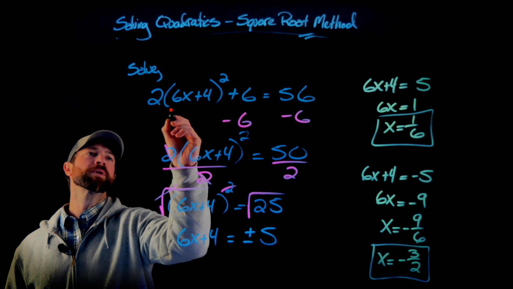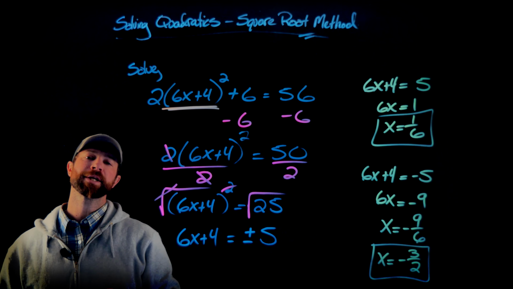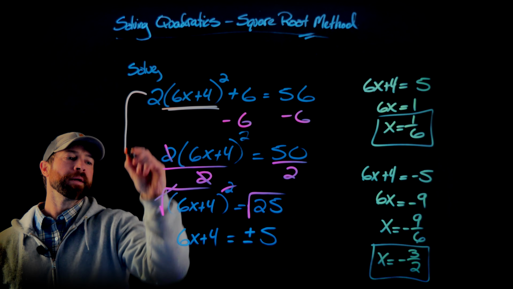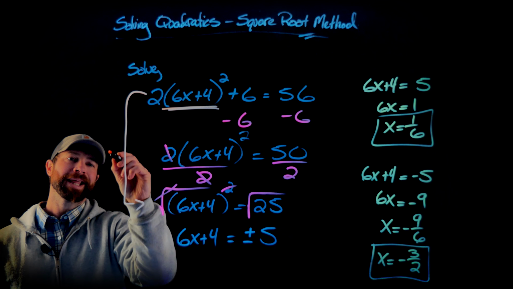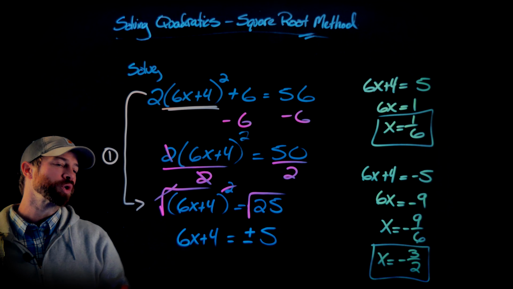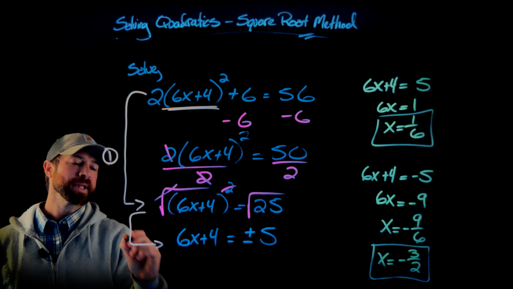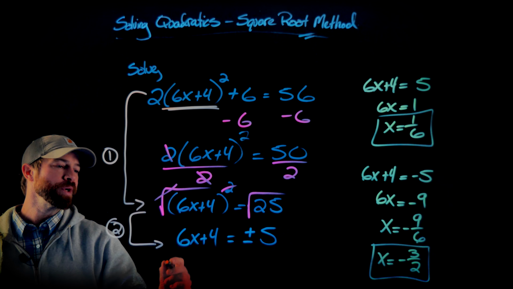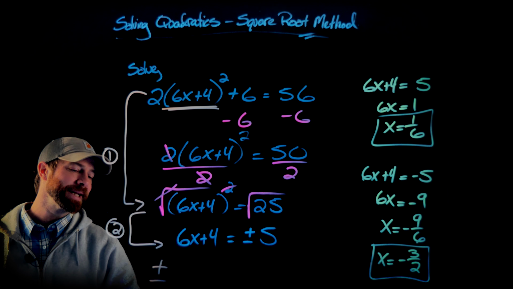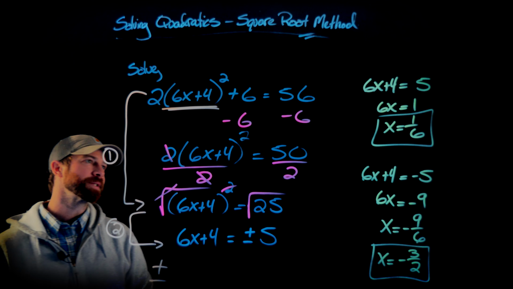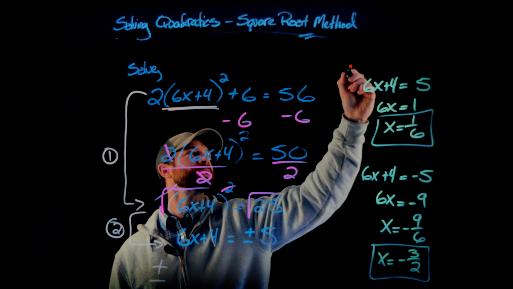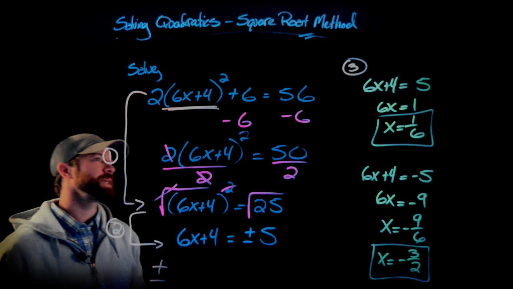What we first did was isolate this part of the equation that was squared with these two steps. Then what we did, we applied the square root. Importantly, when we apply the square root, we always get that plus or minus right here. That's a really important piece. And then finally, we solve the two equations that were presented to us.